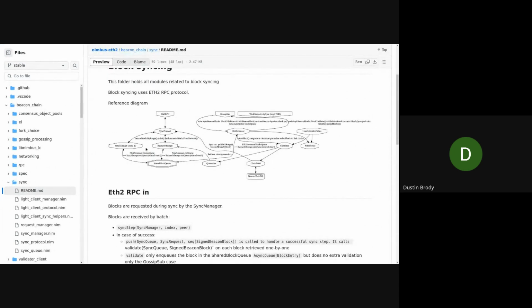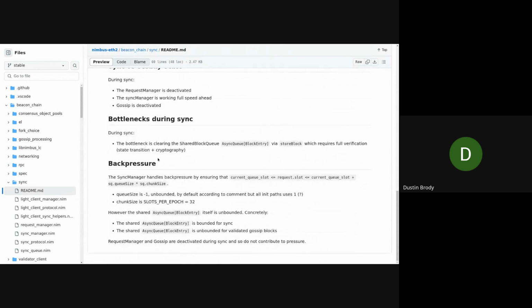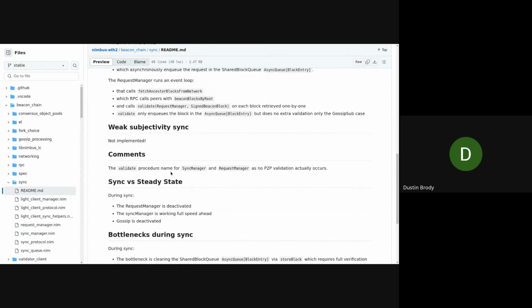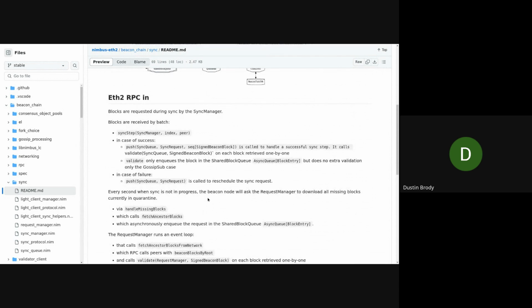So how does syncing work? Again, the attacks on the sync manager are a little trickier to pull off because the sync manager reaches out to the world, and so you have to be the lucky peer it requests some blocks from. But if you're ready to return a malicious response to it, then maybe it can work.